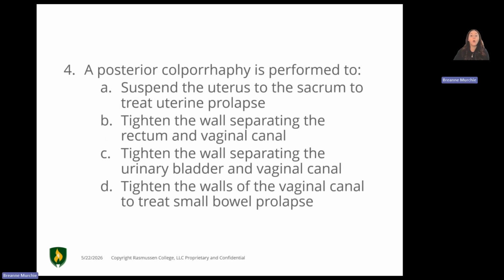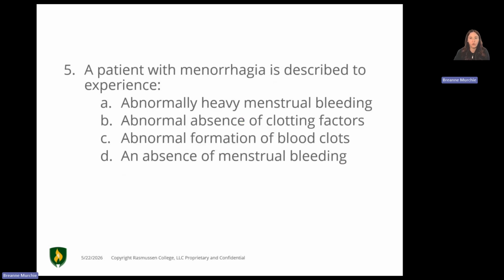Number 4, posterior colporrhaphy is performed to tighten the walls separating the rectum and the vaginal canal, because colpo means the vaginal canal, raphy means using sutures to tighten, and we are posterior, so we're looking for the structure that is posterior to the vaginal canal, which is the rectum. If the question asked about an anterior colporrhaphy, we'd have a different answer here, because that would be between the urinary bladder and the vaginal wall. So it depends, but you need to know which is which, anterior and posterior colporrhaphy.